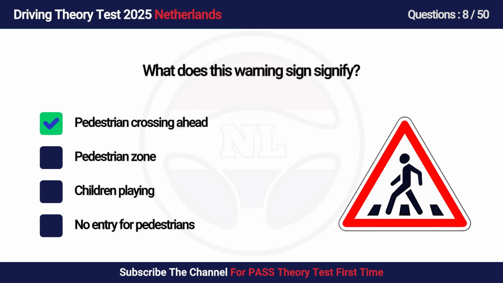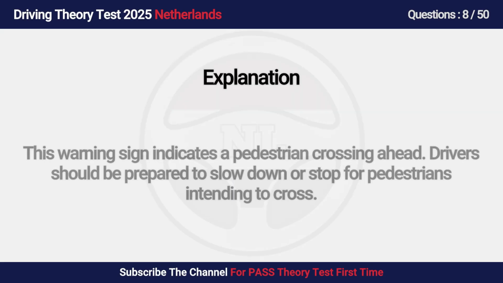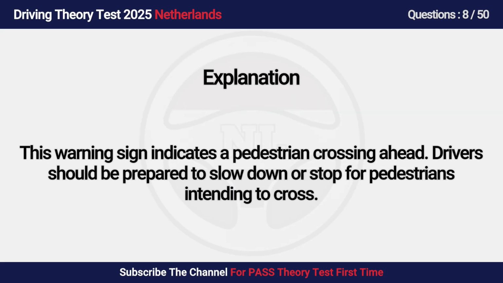Answer is A. Pedestrian crossing ahead. This warning sign indicates a pedestrian crossing ahead. Drivers should be prepared to slow down or stop for pedestrians intending to cross.